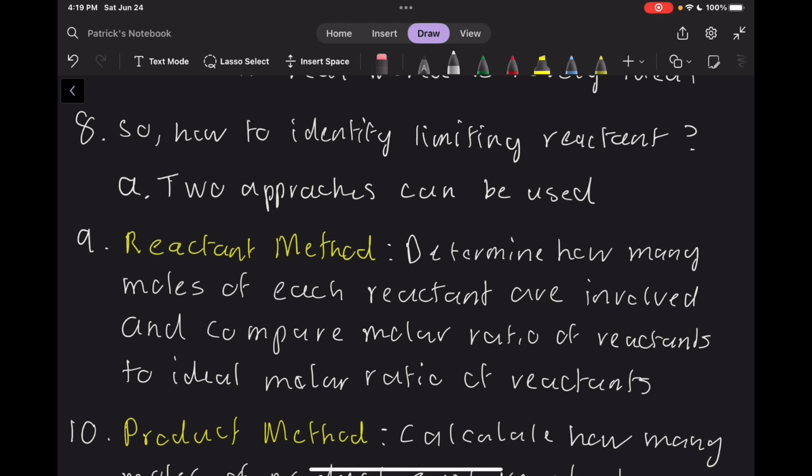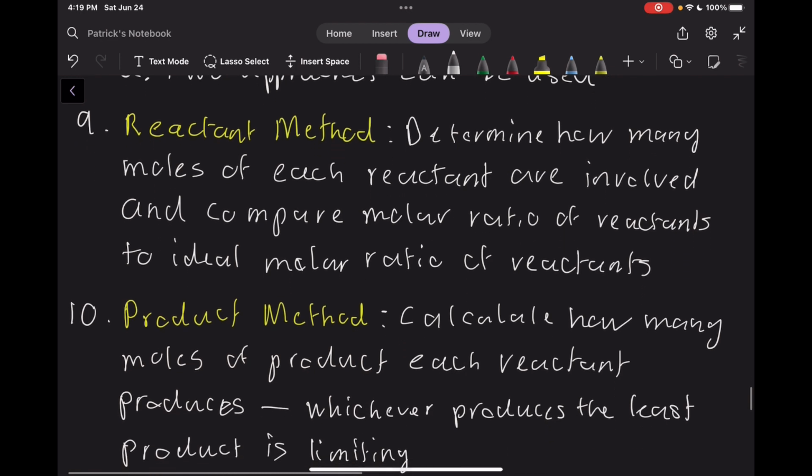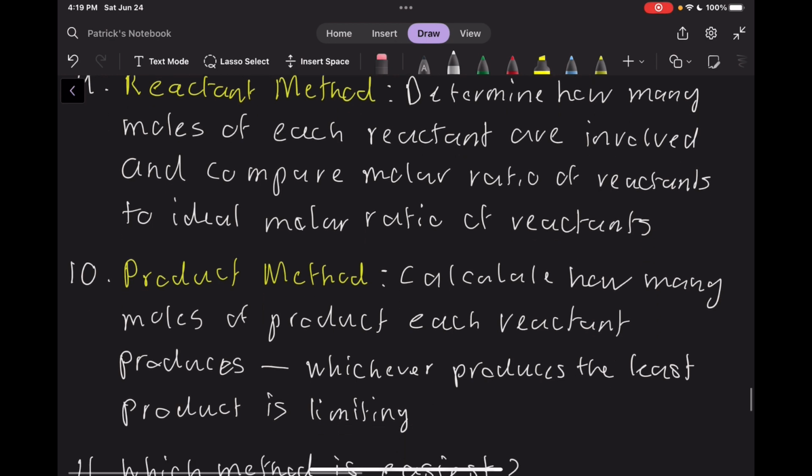Our practical interest as chemists, though, lies in identifying the limiting reactant in a given reaction. There are 2 methods we can use to accomplish this. The first is the reactant method. This method asks us to determine how many moles of each reactant are involved, and then compare the actual molar ratio of reactants to the ideal molar ratio of reactants. The second is the product method, which requires us to calculate how many moles of product are yielded by each reactant. The reactant which produces the least product is the limiting reactant.